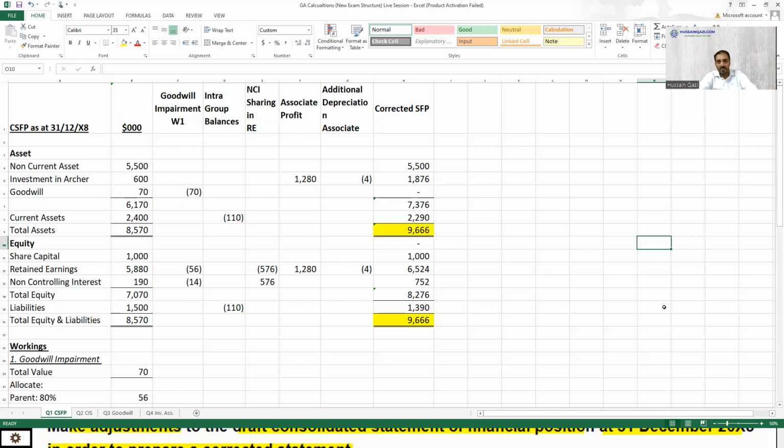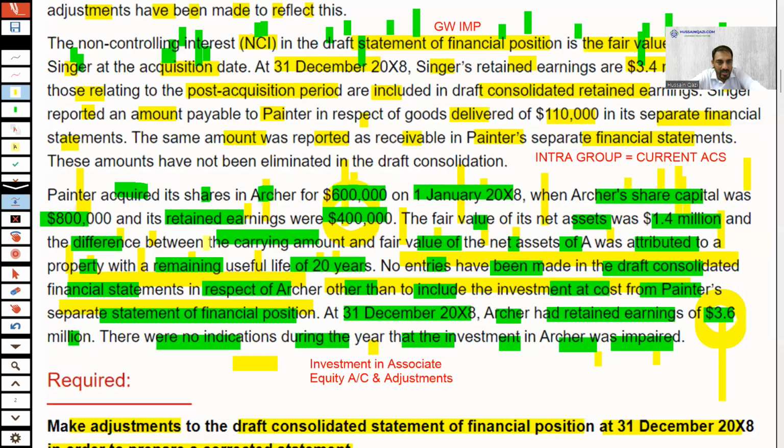Have you got an idea how the pre-populated workings will proceed? Is this good? Are you happy with this for this practice question? Very good, students.